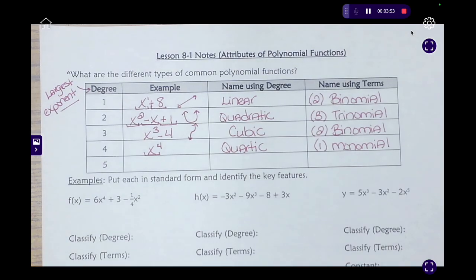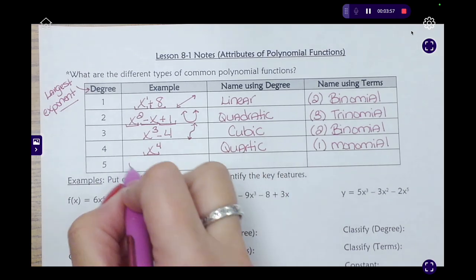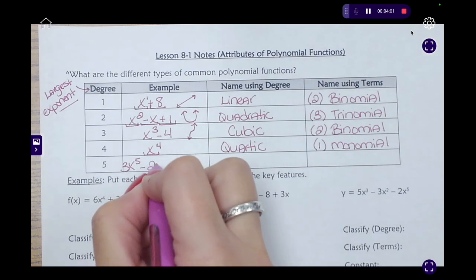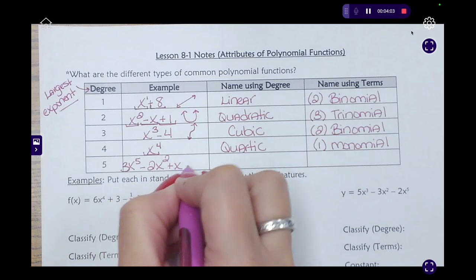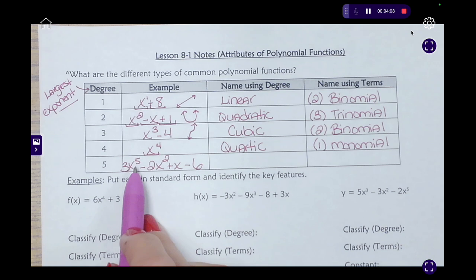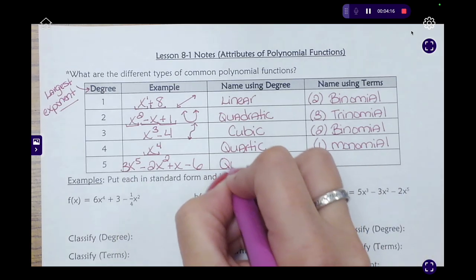All right, and then looking at the last one that we're going to talk about today, a degree of 5. So I could have 3x to the 5th minus 2x squared plus x minus 6. So that would be an example of a polynomial that has a degree of 5 because again, that's the largest exponent. And if I am naming this one right here because that degree is 5, that is called a quintic.